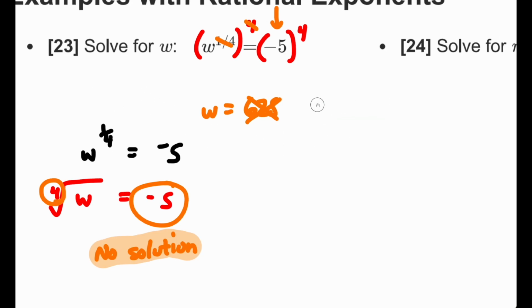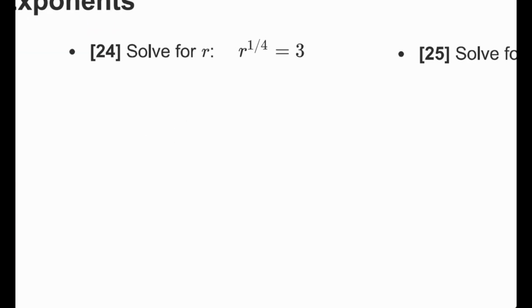Okay, let's do a few more of these to seal this in a little bit more. We have w to the 1/4 power, which again you can turn into a radical if you wanted, is equal to 3. Now it's equal to a positive number, so this will actually work out. Raise both to the 4th power, cancel, cancel, and you're left with w is equal to 3 to the 4th, which is 81. That is the final answer.